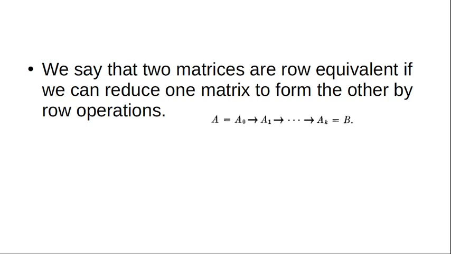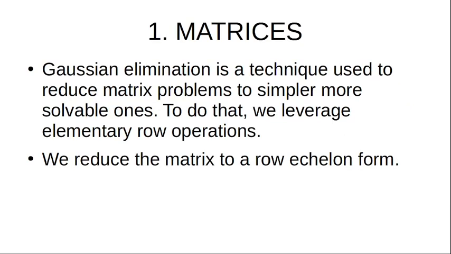We say that two matrices are row equivalent if you can reduce one matrix to the other by means of row operations. Essentially, A can be reduced to B using the row operations, which are scalar multiplication, addition, and swapping. Gaussian elimination is used to reduce matrix problems to simpler, more solvable ones, because matrices can grow exponentially and it will be very difficult to deal with them, especially in something like large language models.